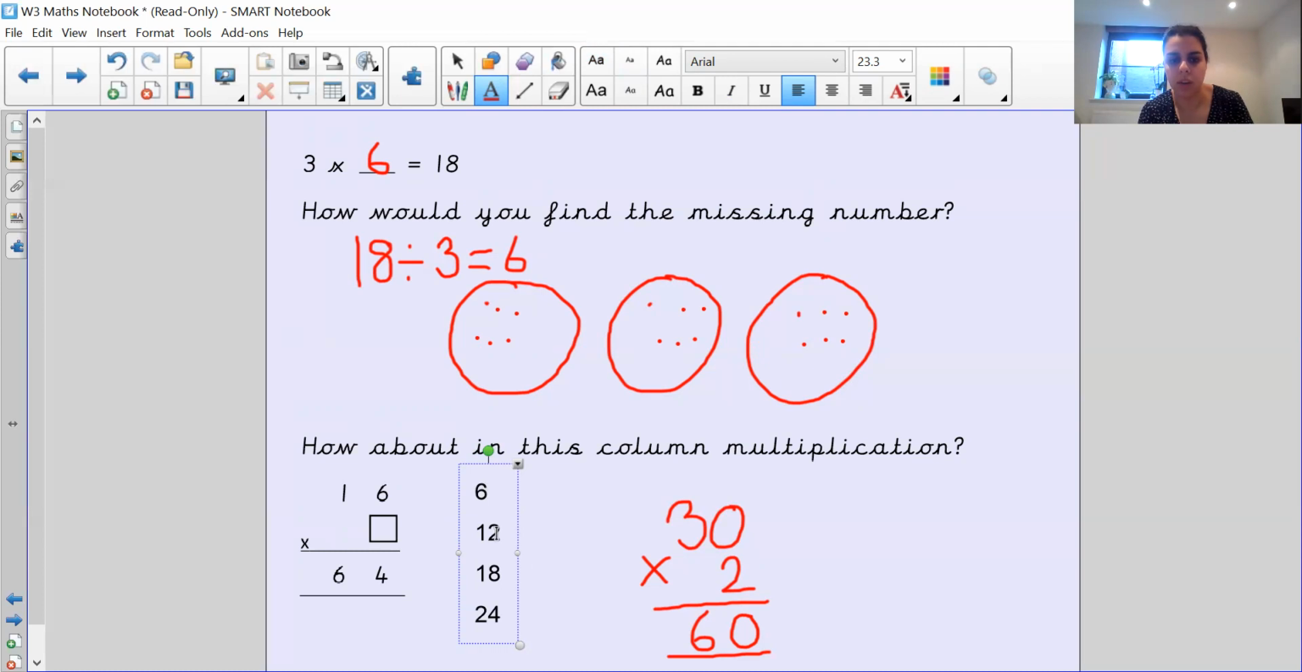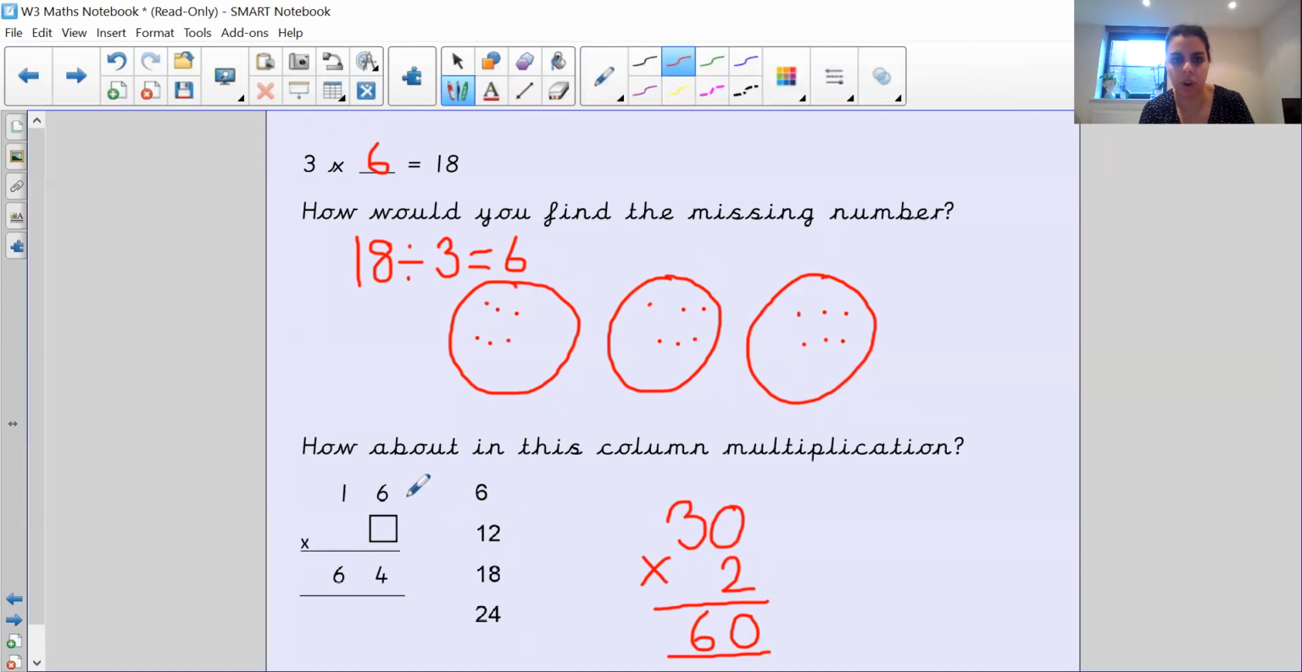6 times 1, 2, 3, 4. 6 times 4, let's try this. 6 times 4 is 24. That means that my 2 would carry under here. The 4 will go there. That makes sense. Let's try the next bit. 1 times 4 is 4. Add the 2 is 6.